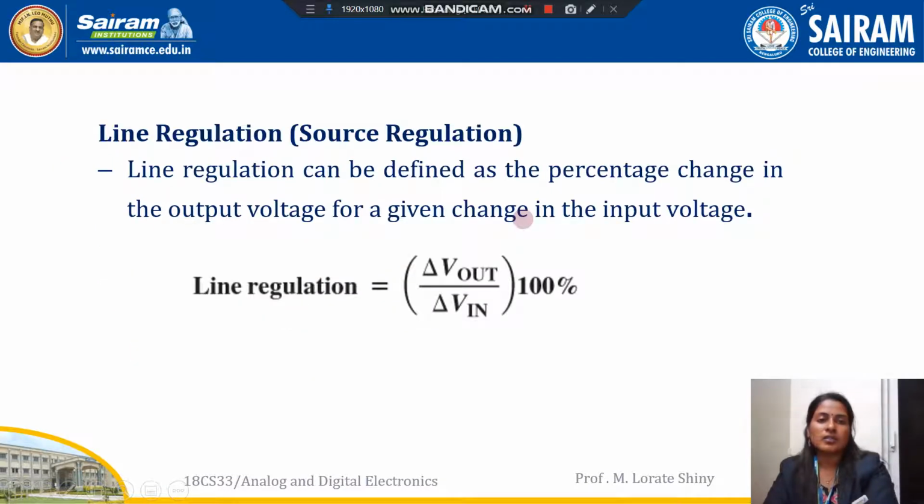Line regulation is also called source regulation. It can be defined as a percentage change in output voltage for a given change in input voltage. So here line regulation is the change happened in output voltage and the change happened in input voltage.